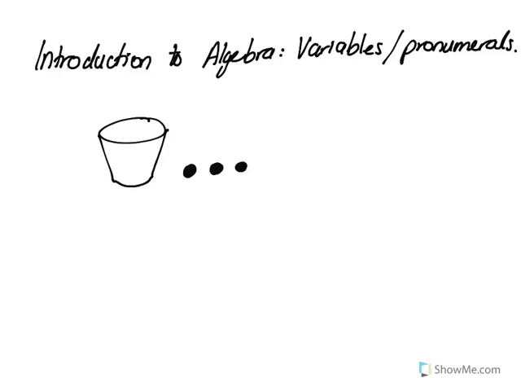So in the diagram I have a cup, and inside that cup there are some marbles, and next to the cup I have 3 marbles just laying there on the floor. So for example 1, let's say that we had 3 marbles in the cup. So if there are 3 marbles in the cup and 3 marbles on the floor, what is the total number of marbles? Well, it would be 3 plus 3, which is equal to 6.